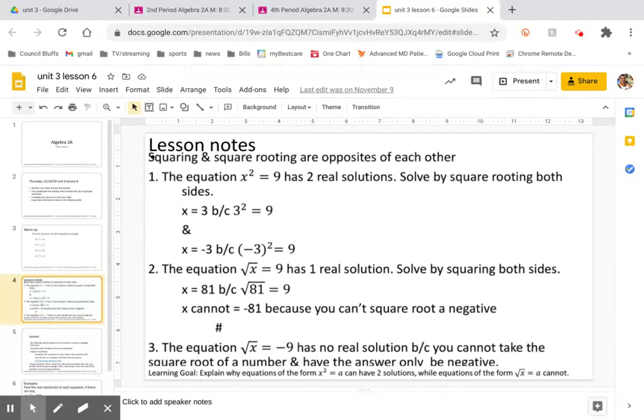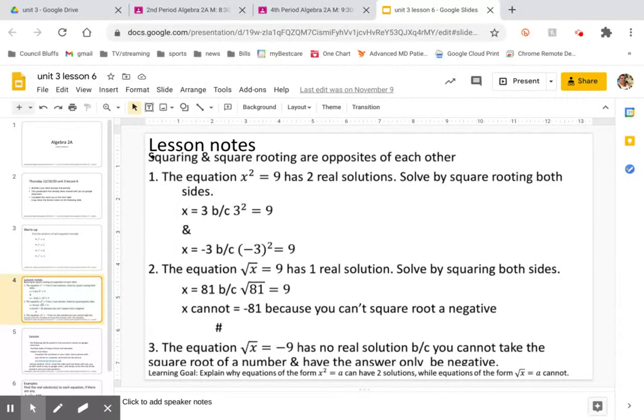So, for example, in number 1 here, if I had the equation x squared equals 9, I would solve that by square rooting both sides of the equal sign to get rid of the squared. And therefore, it would have two solutions. X would equal +3 or -3. Okay, remember, with square roots, we have to do the plus or minus. So x could equal 3 because 3 squared we know equals 9.